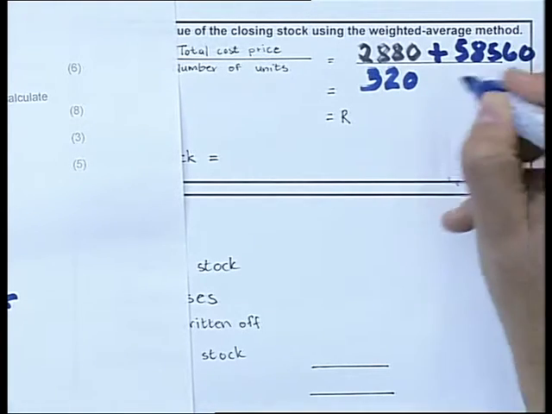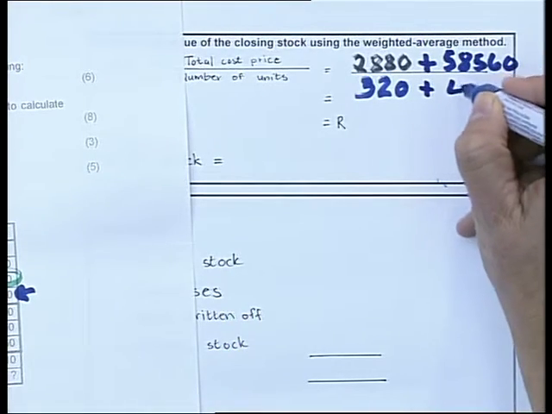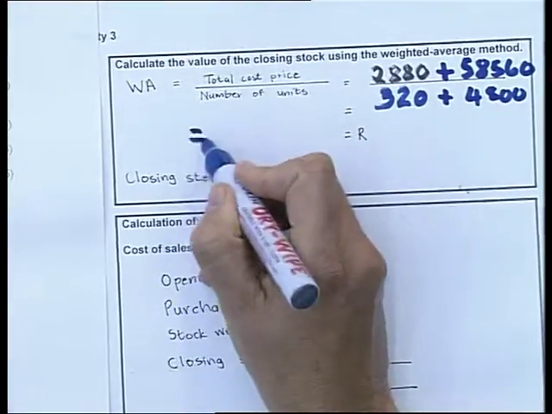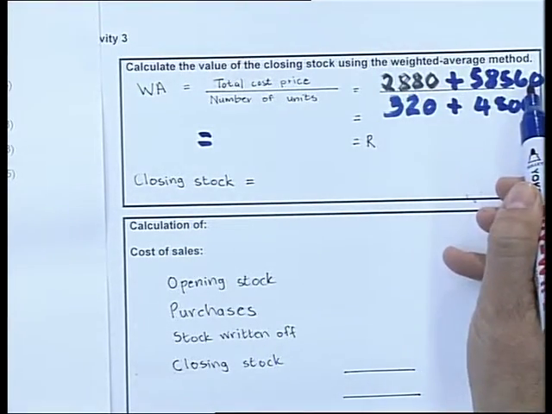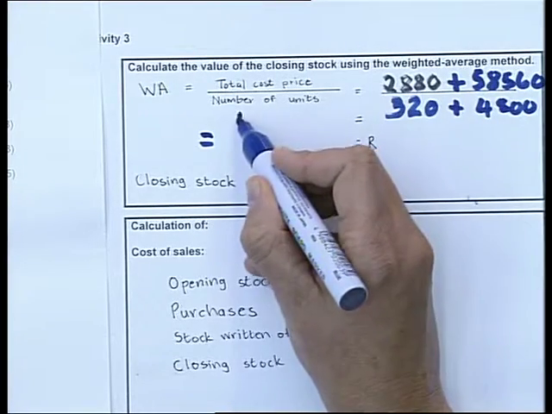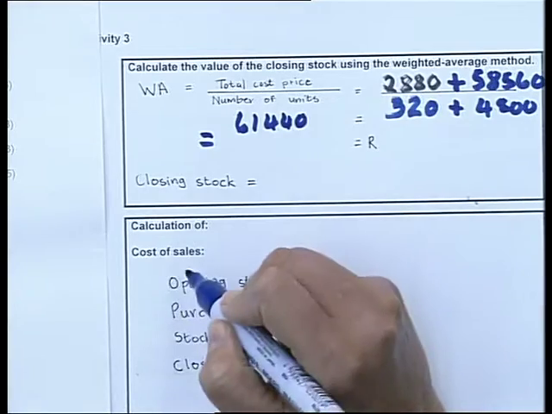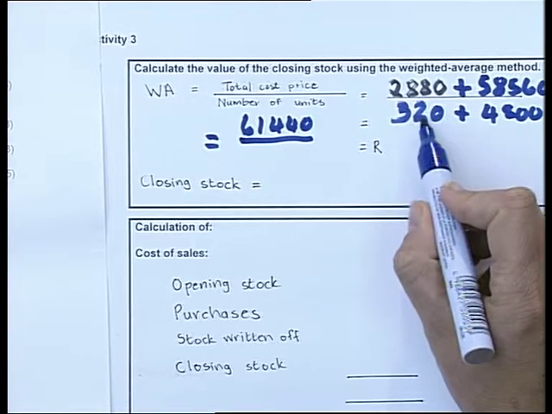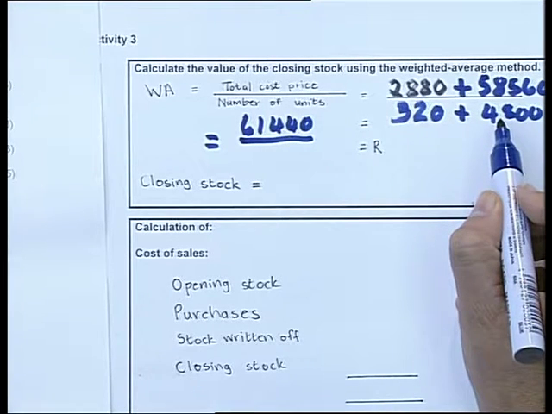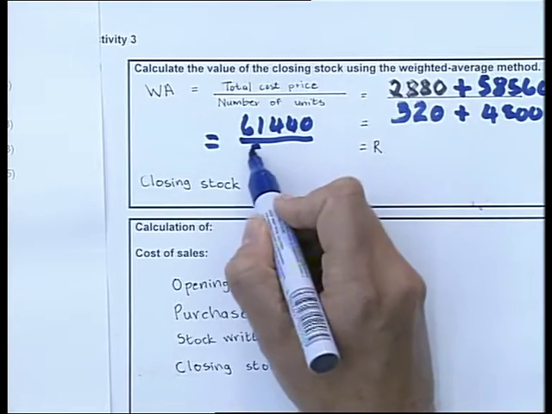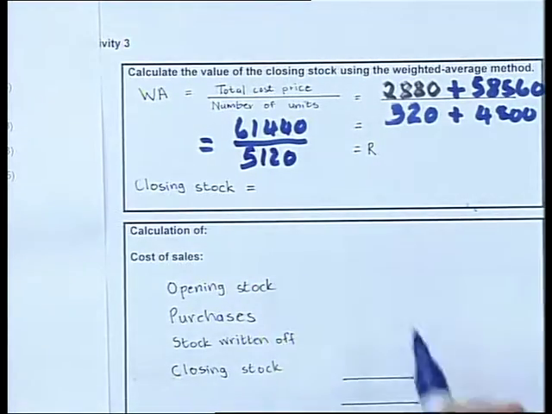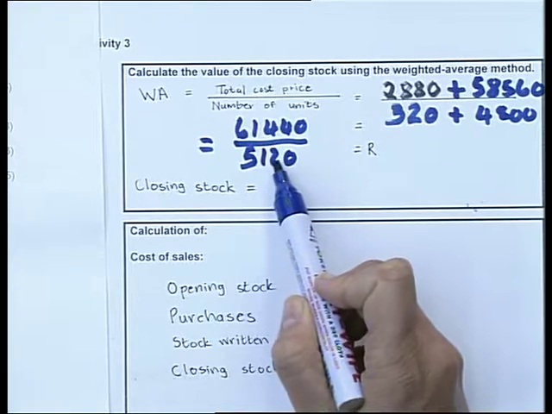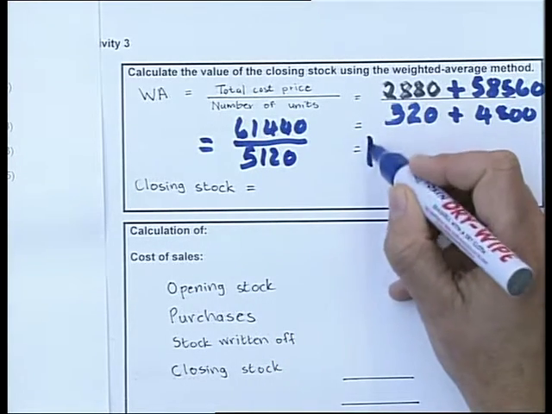58,560. How many units is that? 4,800. Okay, so if we now do that, we will get 2,880 plus 58,560, which should give us 61,440, divided by 320 plus 4,800, 5,120. Okay, so we say on our calculator 61,440 divided by 5,120, and that will give you 12 Rand per unit.